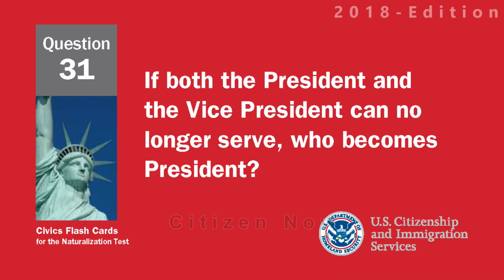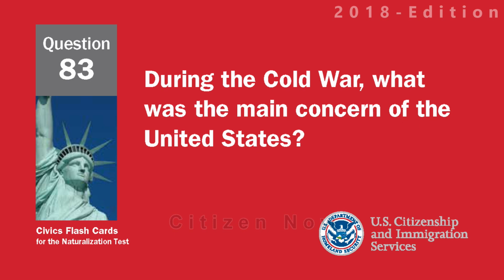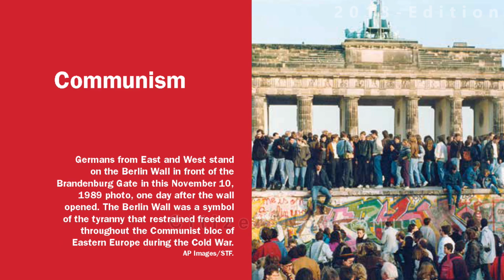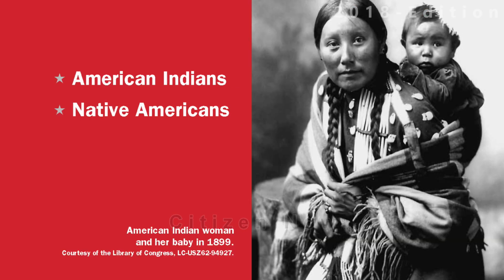If both the president and the vice president can no longer serve, who becomes president? The Speaker of the House. During the Cold War, what was the main concern of the United States? Communism. Who lived in America before the Europeans arrived? American Indians. Native Americans.